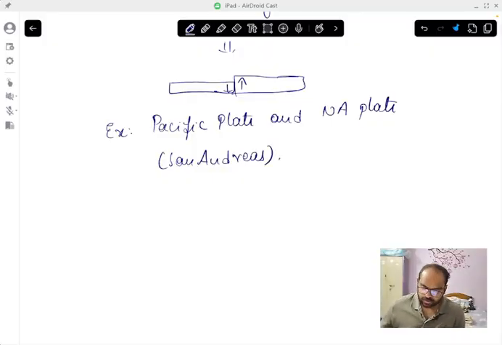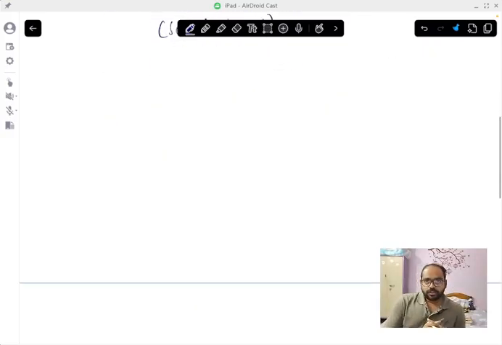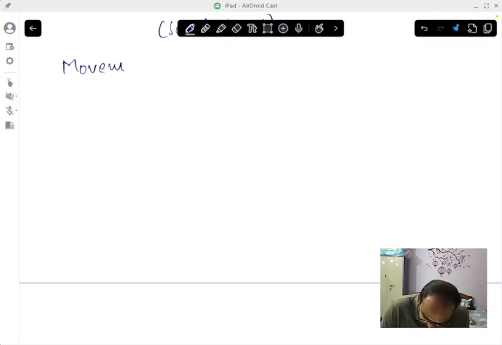So that's all about plate tectonics. We have discussed convergence, divergence, and transform boundary. There is another small topic in your physical geography textbook, class 11. It is about the movement of the Indian plate.